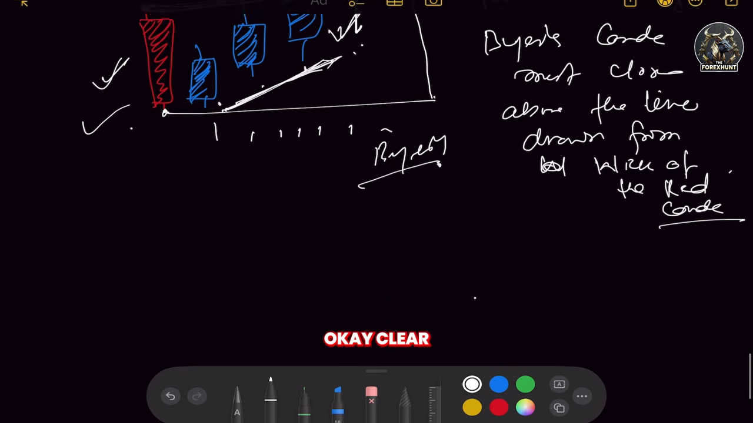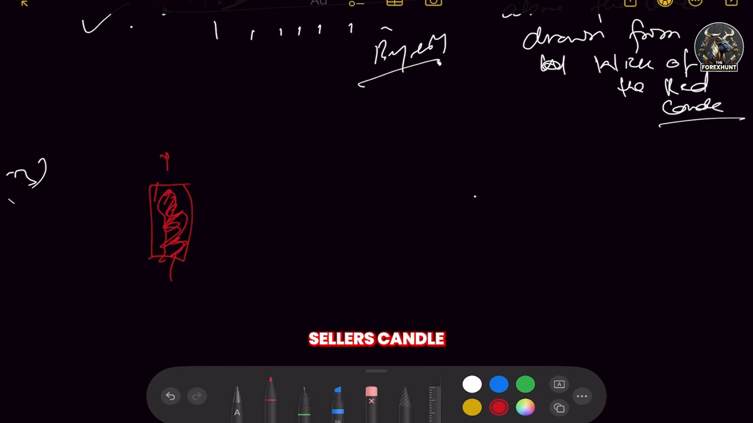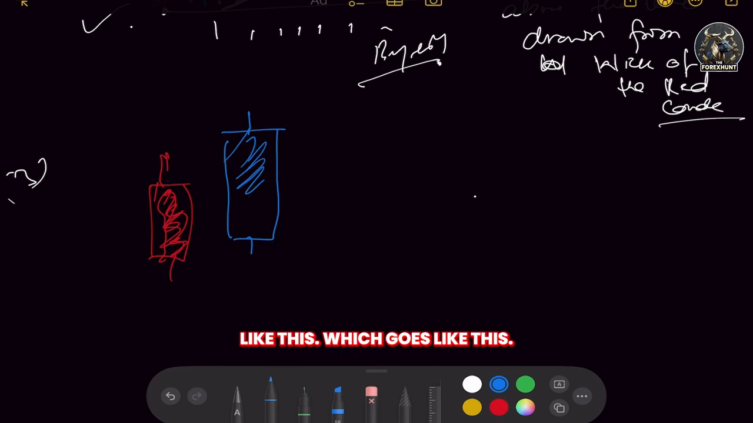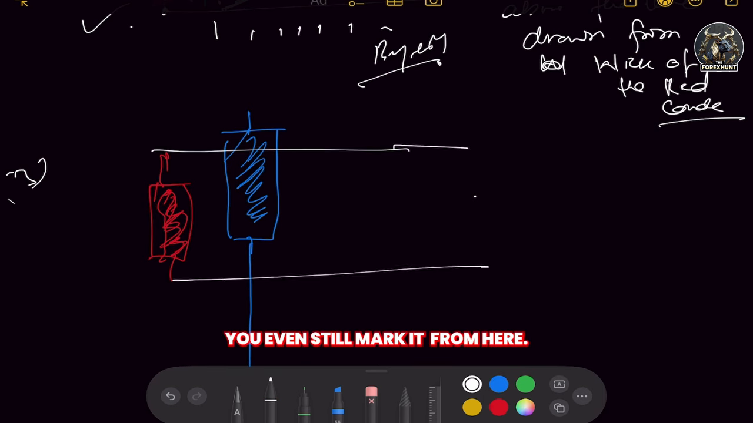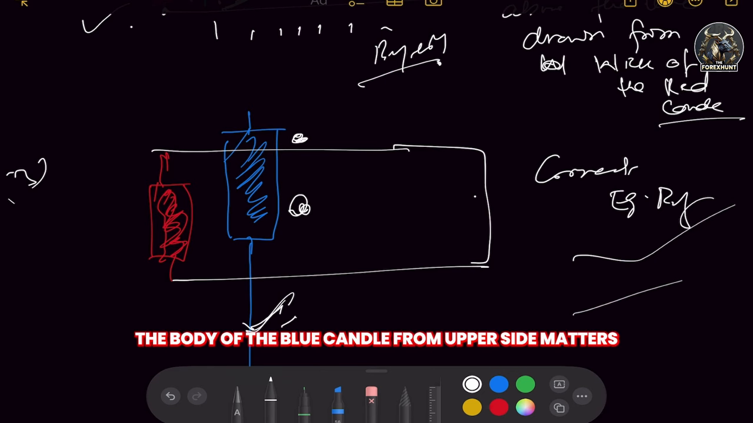Okay, clear. And the third case is, for example, this is a red candle, seller's candle, and this is the engulfing buy, it goes like this. You will still mark it from here only. This is the correct engulfing buy. This is the most important aspect: the blue candle's wick from the lower side doesn't matter at all, but the body of the blue candle from the upper side matters. It should close above the line you have marked through the red candle.